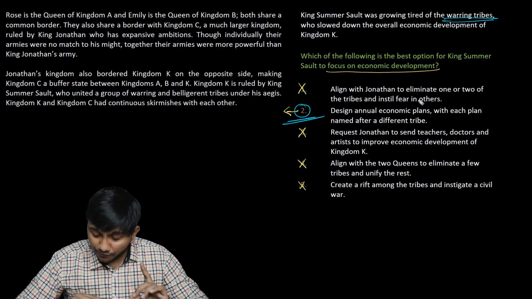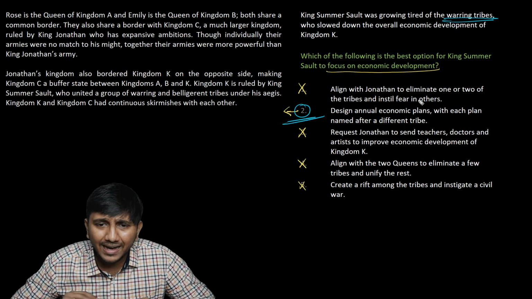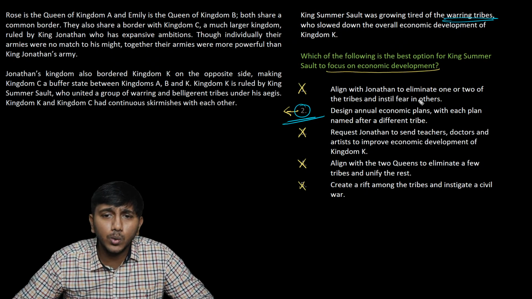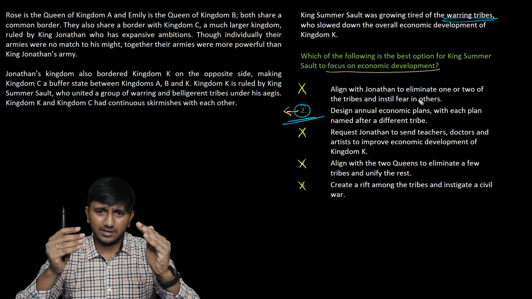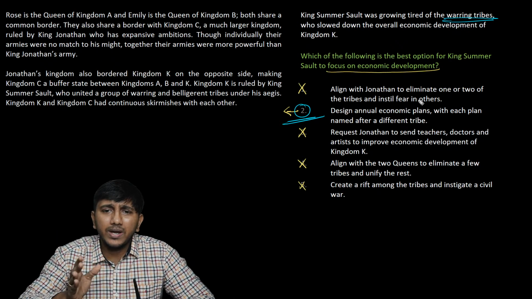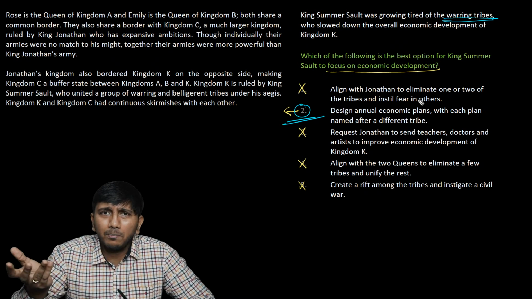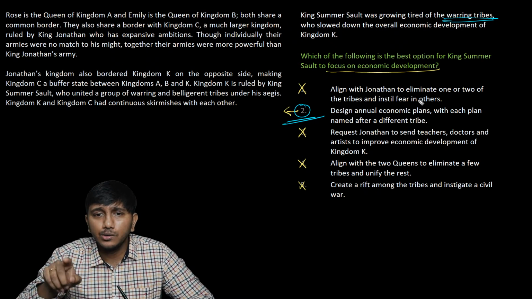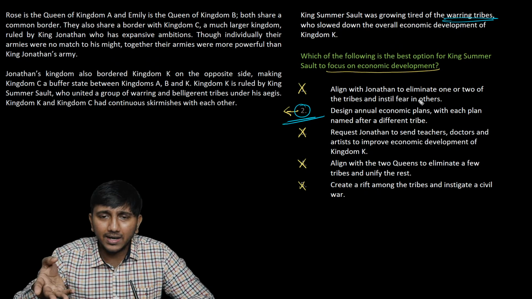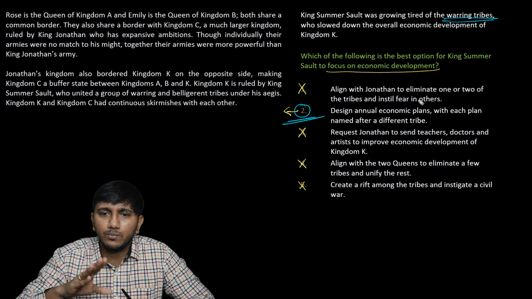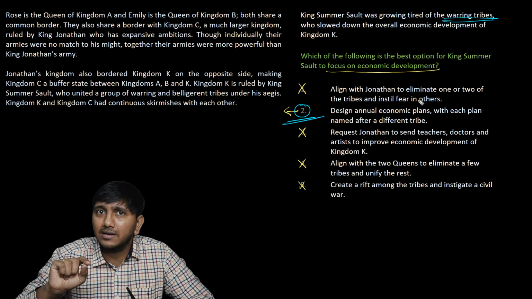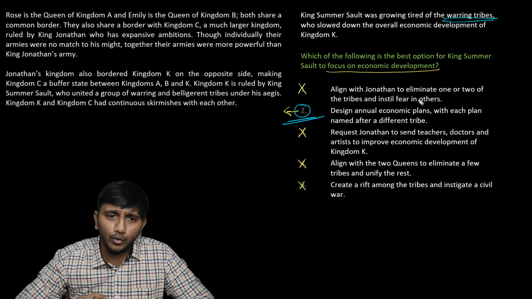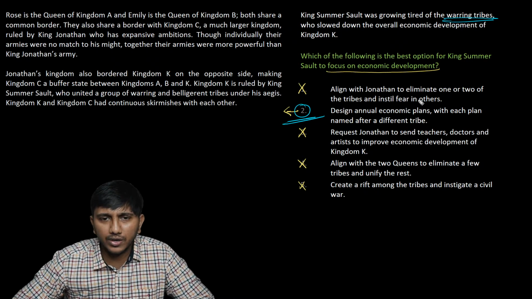Okay, that's option 5. Option 4, sorry, someone wanted me. Align with the 2 queens to eliminate a few tribes and unify the rest. See, the thing is, why would the queens align with this guy to eliminate? Probably they don't have any interest at all. They are leading a happy life. They don't have anything in it, right? Unless the option says you are also going to pay back the queens in some way. So the queens might not even be interested in this whole process. And it still doesn't say what exactly you are going to do for economic development. That's the reason I would not go for it. Is that clear why we are not going for it?